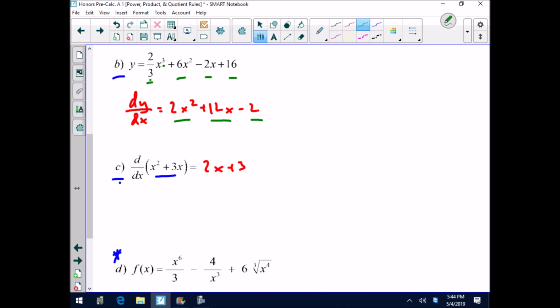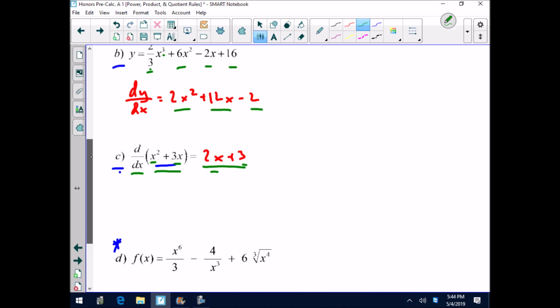Now with our d/dx of x squared plus 3x, again that d/dx is just saying take the derivative of whatever statement comes after it. So right here we can say our change in x squared plus 3x with respect to x would be given to us by the equation 2x plus 3, where we took the derivative of x squared as 2x and the derivative of 3x as 3, right?